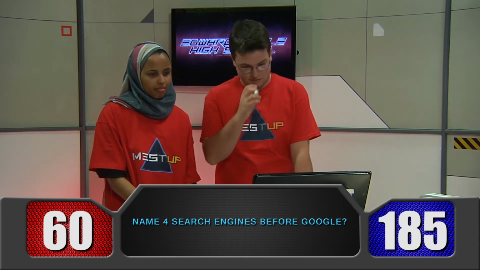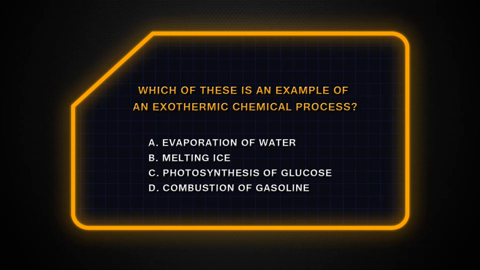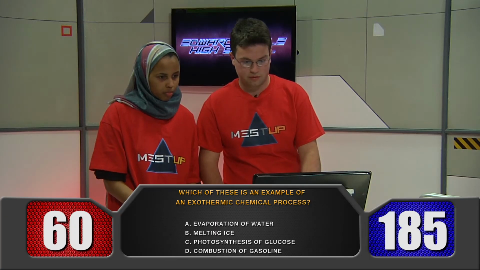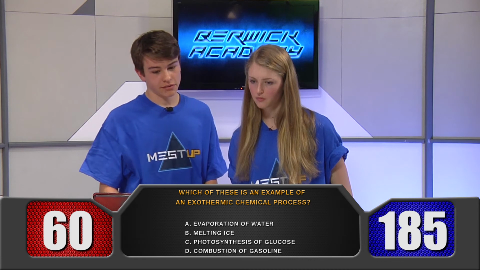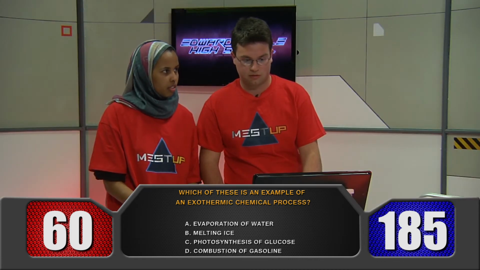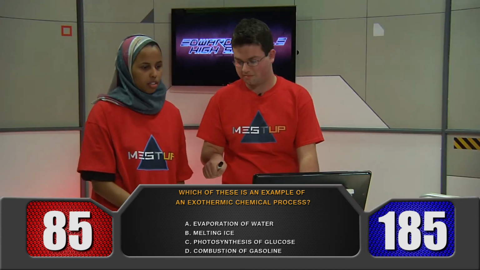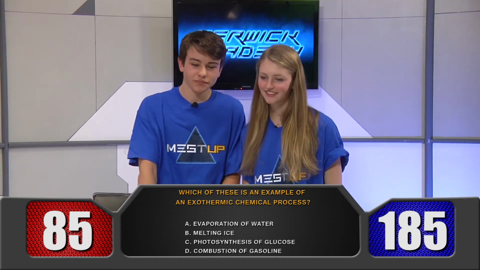Your choice. Science for 25. Which of these is an example of an exothermic chemical process? Red team: combustion of gas. That is correct. Red team, your choice again.